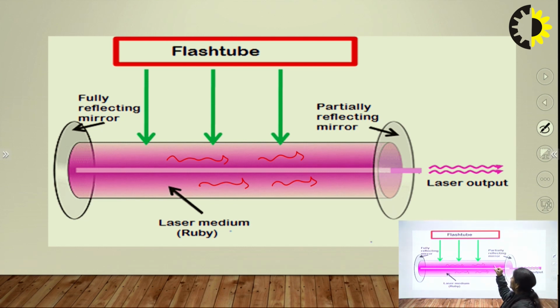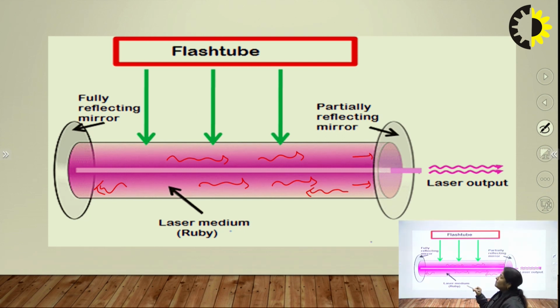And what happens? It is hitting this partially silvered mirror, then it is moving back, it is hitting this one, then it is moving back. So, it is traveling to and fro inside this ruby rod, and since this radiation individually is not very powerful, it is very small, it will keep on moving inside this ruby rod until its energy is increased or amplified.